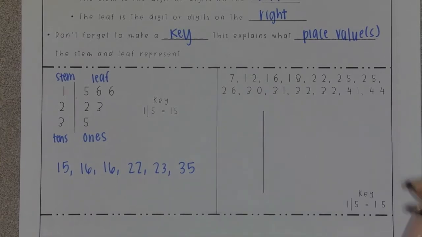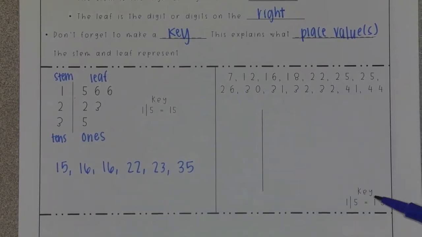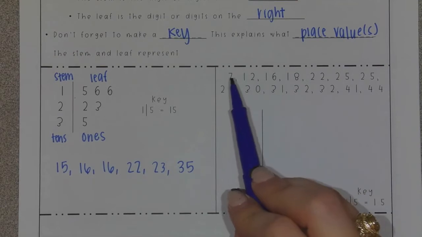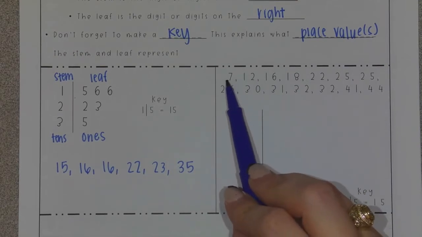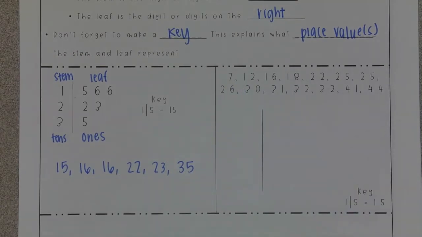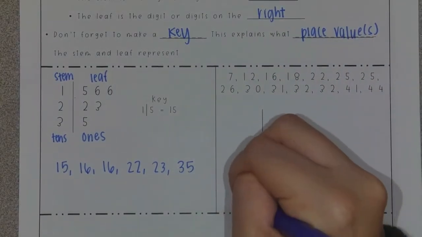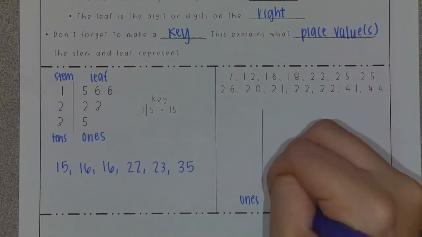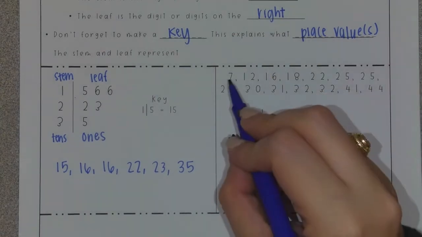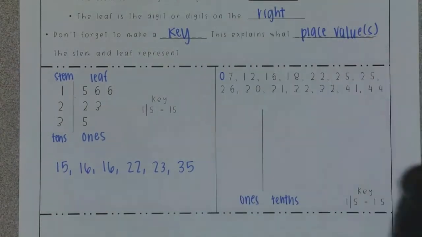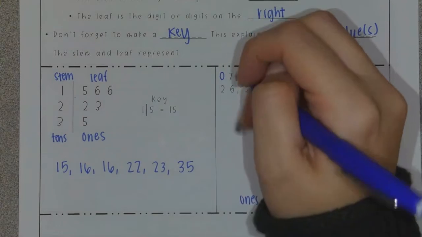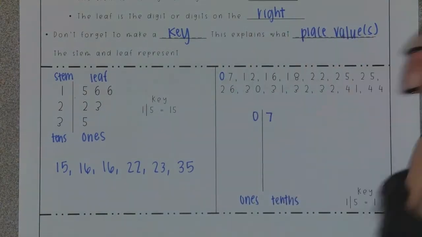Looking at our next one, I see a bunch of decimals in our data values. My key down here tells me that 1 line 5 is equal to 1 and 5/10. So it's like my line has just replaced the decimal point. For our very first data point, I just have 7/10. I need a stem to go with what should be in the ones place. This is going to be our tenths place. So if it's just 7/10, that means there's a 0 in the ones spot. So this would be 0 line 7.